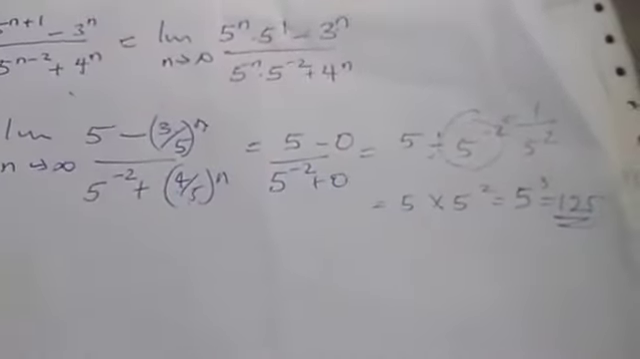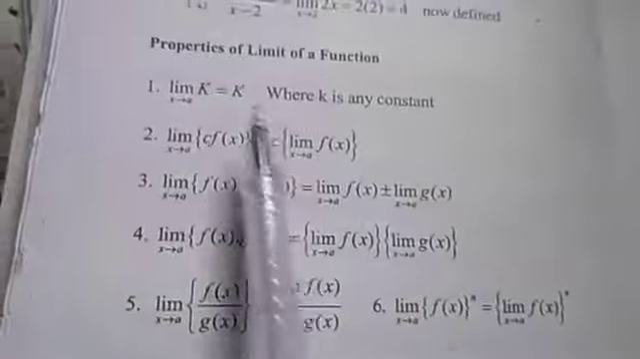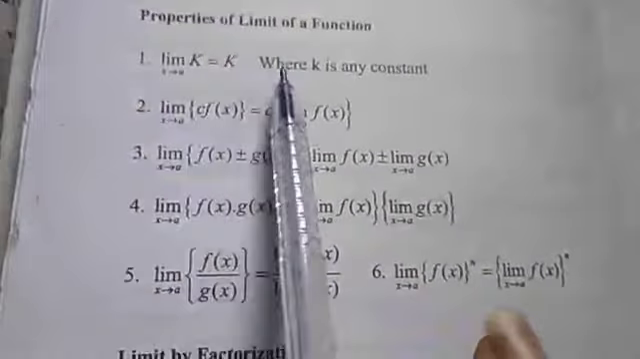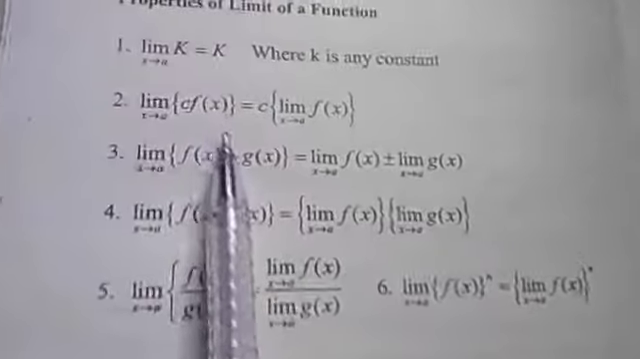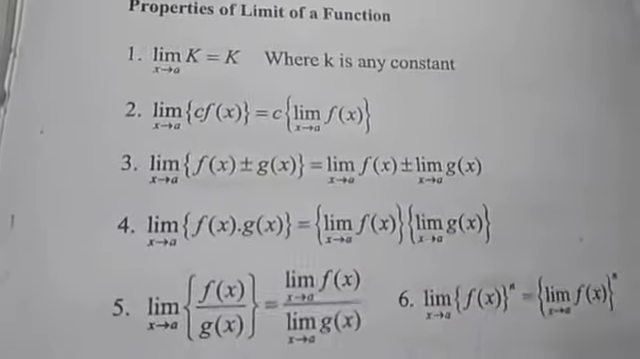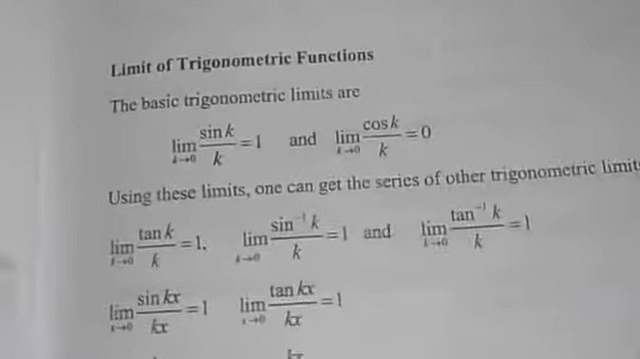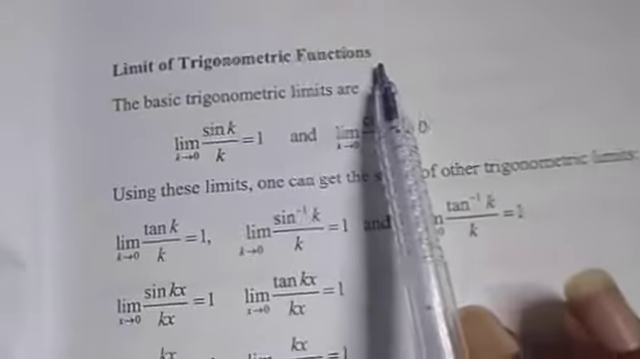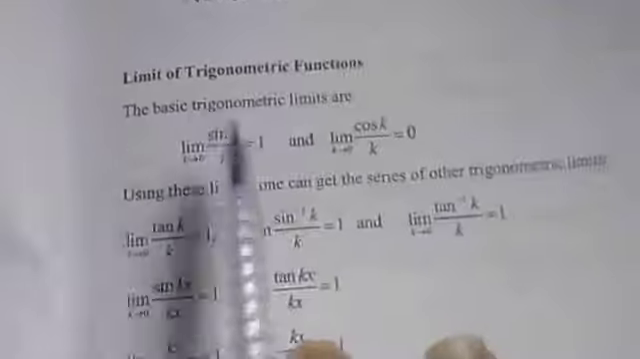So let's move to properties of limit. These are the properties of limit of a function. Limit of a constant is constant. You can study it. There are formulas and properties of limit of a function. The next one is limit of trigonometric functions. We should take note of this.